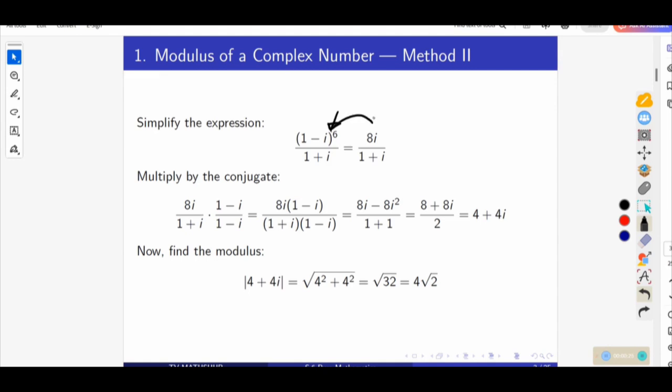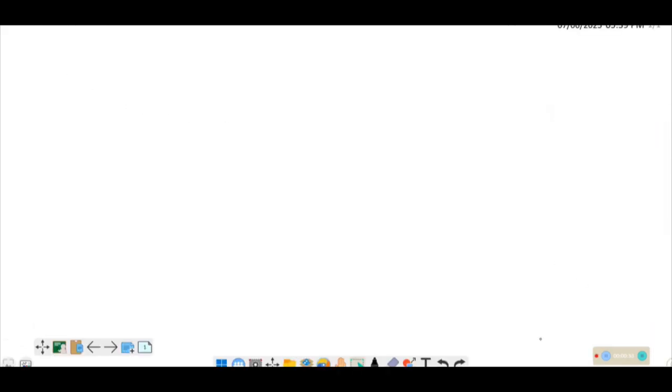When you simplify this, you'll be able to get 8i upon 1 plus i, but we can look at the simplification first of how we can move up to this given point. Then we look at the solution in detail. So we want to look at the expansion of 1 minus i to the power 6. We can get the expansion here.